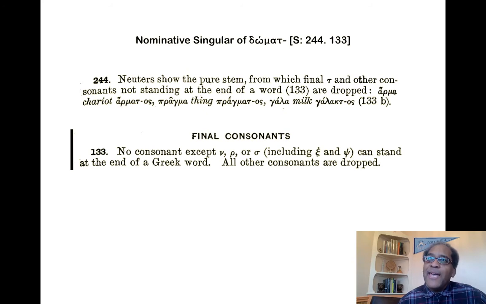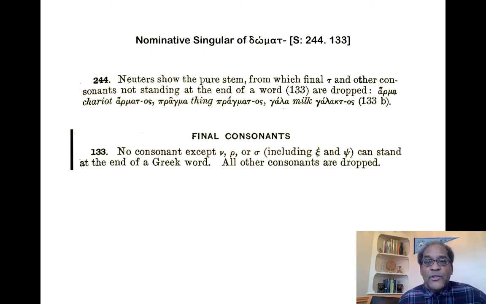Now, would you ever think of that? Like, what consonants can end English words? I mean, it's something I would never even think of thinking about. So I was very surprised when I saw that Greek has only three consonants that can actually end words, or actually five. So what's going on here? How does this affect δῶμα?